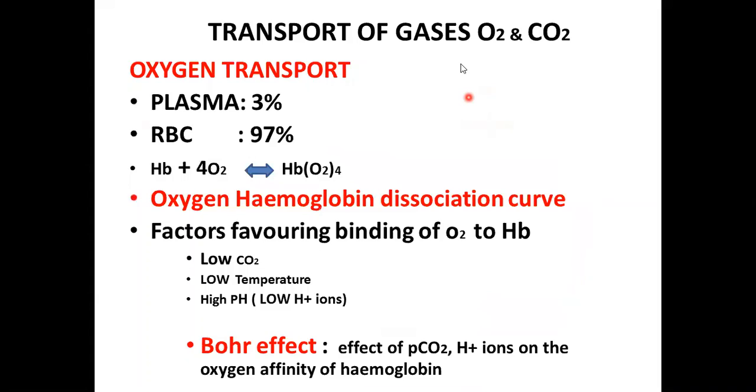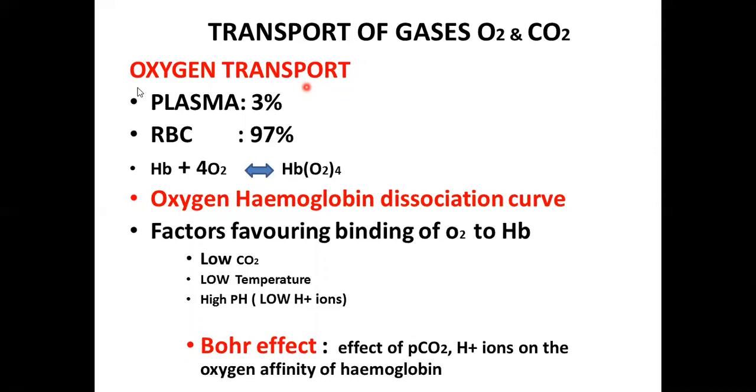And now the transportation of gases. What are the chief gases that are transported? One is oxygen, another one is carbon dioxide. And in this class, we are going to discuss how the oxygen is transported. We all know that the blood is the important factor in the transportation of gases. So for both the oxygen as well as the carbon dioxide, the blood is the chief transporter.